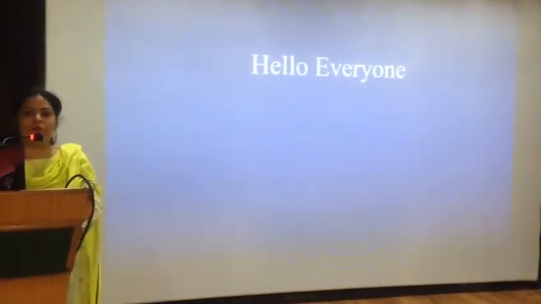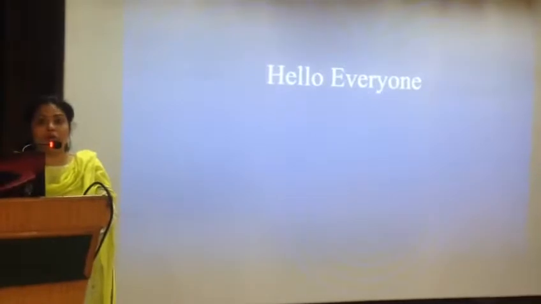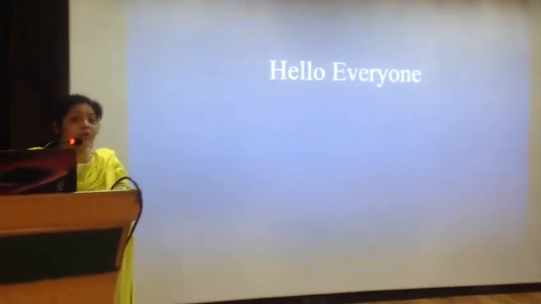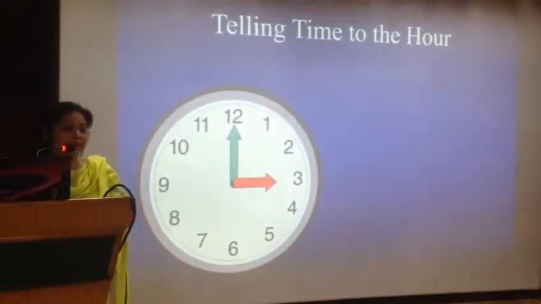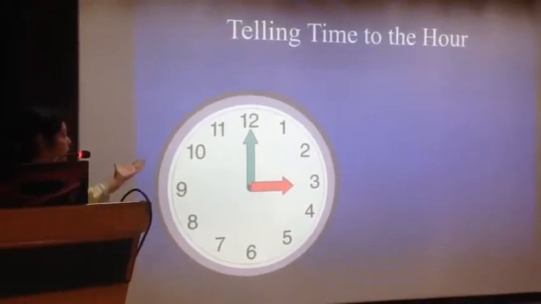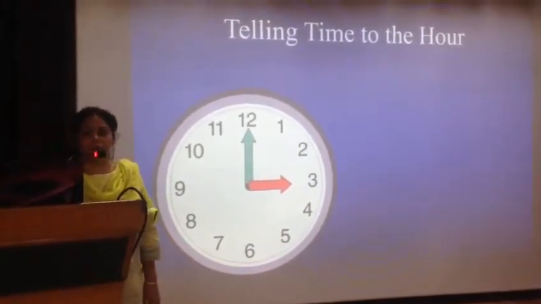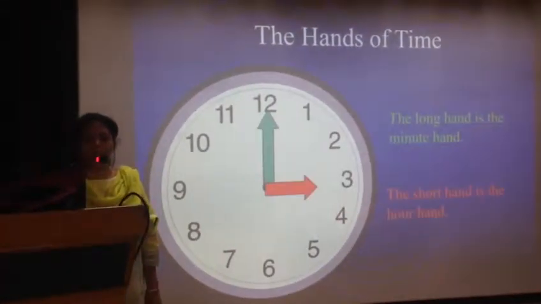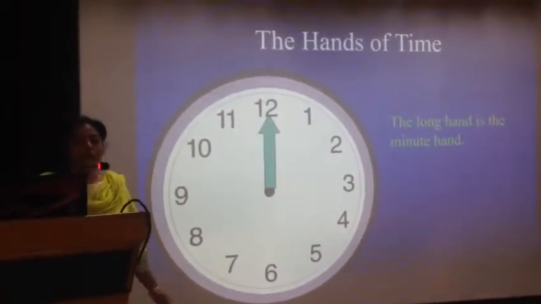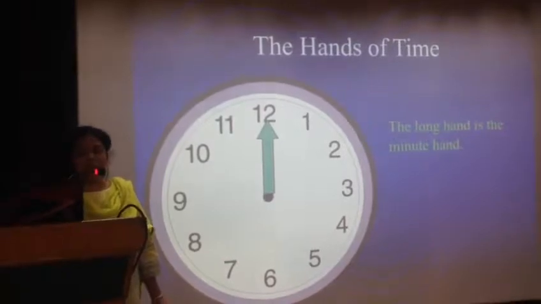Today we are going to learn about telling time on our analog clock. Do you all know what an analog clock is? Yes, the clock which has numbers from 1 to 12 is called an analog clock. Okay. Now I will show you the hands of the clock.